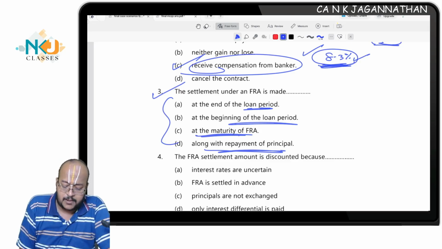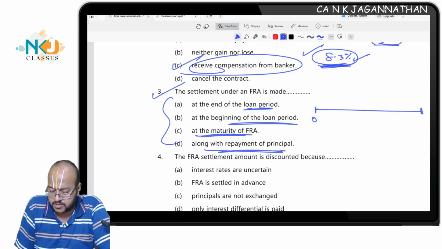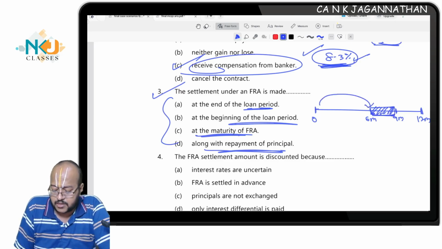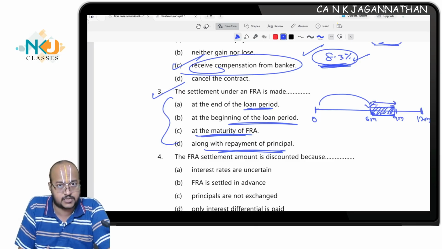See, very simple. If you see here 6 into 9 FRA, let me just show you the timeline. What happens here? Assume this is 1 year, 12 months here. Then this is the 6 months period, and assume this is the 9 months period. In this case, your loan requirement period is 6 to 9. So this is the requirement. After a period of 6 months, for a period of just 3 months, you require a loan. This is the loan period. Are you all understanding?